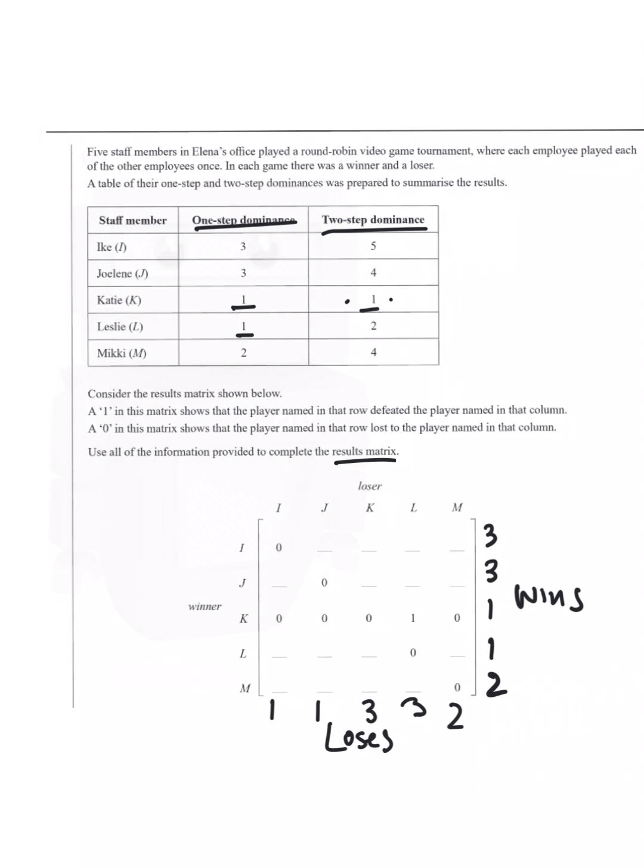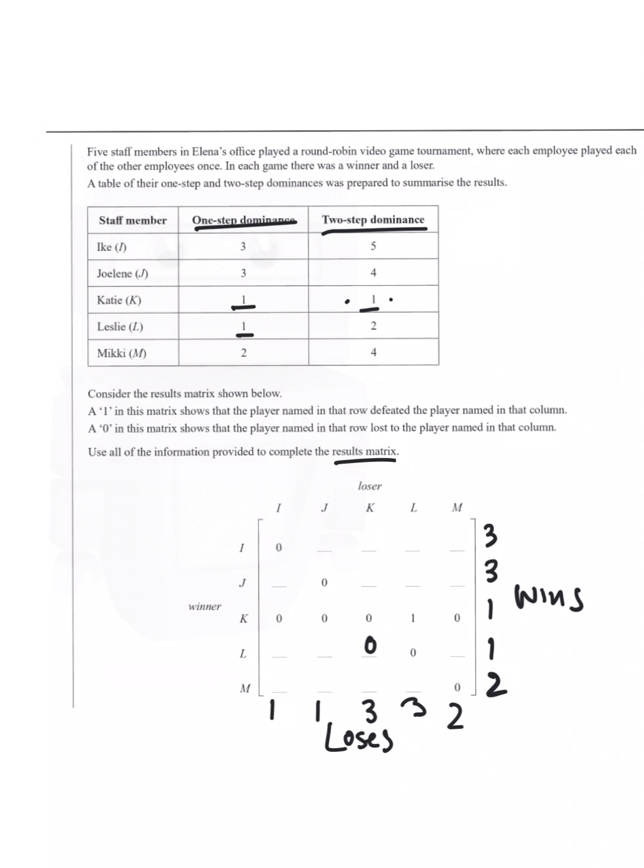Just remember that this matrix is symmetrical, so down the diagonal, it'll mirror. If Katie beat Leslie, that means Leslie lost to Katie. So it's not symmetrical, that'd be the same information, but where there's a 1, mirrored on the other side should be a 0.